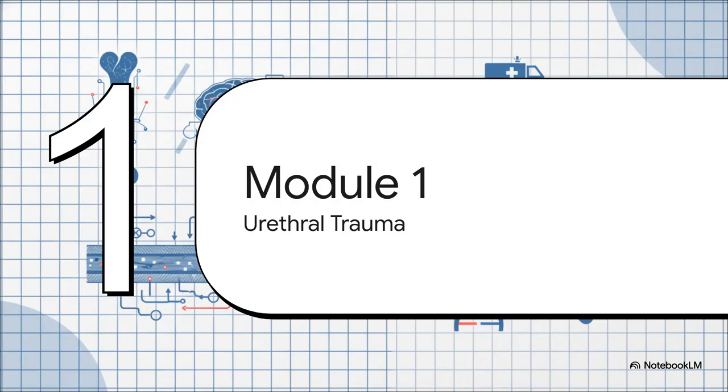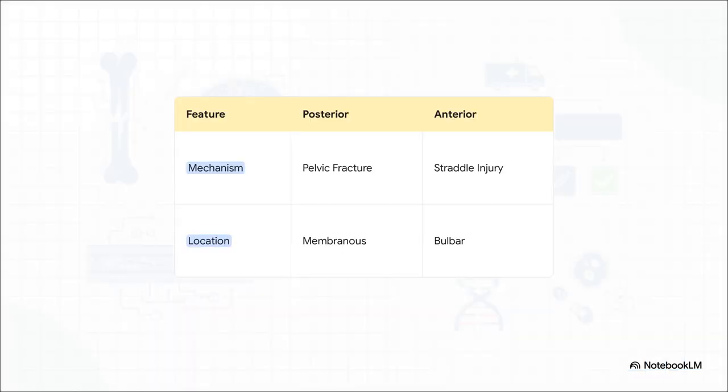Module 1. Urethral trauma algorithms. Let's clearly differentiate the mechanisms of injury here. You know, the mechanism of injury really dictates the exact anatomical location of the trauma. Looking at posterior disruption, specifically of the membranous urethra, this is strictly associated with high-impact kinetic events. We're talking severe motor vehicle crashes leading to pelvic fractures.